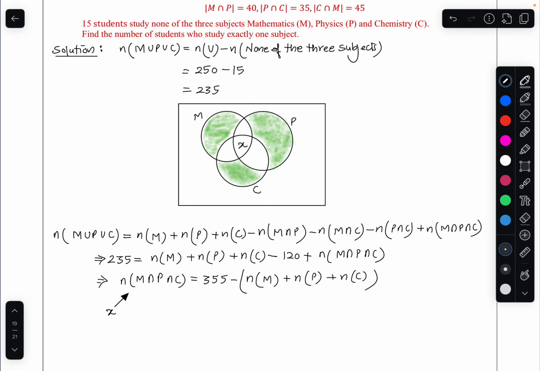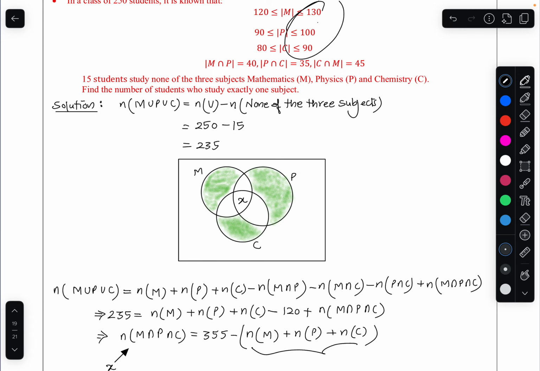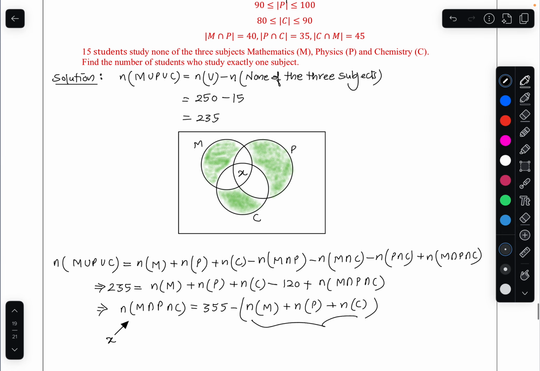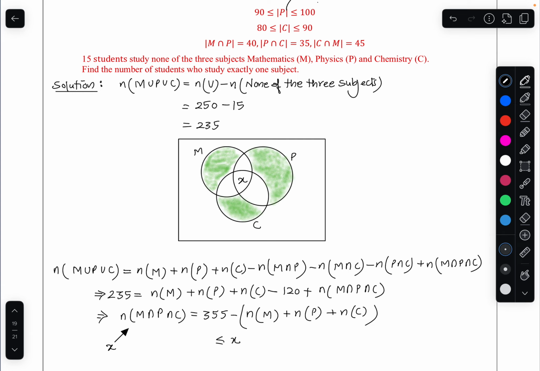So once I take the maximum of M, P, and C, it would be 230 plus 90, that would be 320. 355 minus 320. So this tells me the minimum possible value of X would be greater than or equal to 355 minus 320. That would be 35 for us. X has to be greater than or equal to 35.